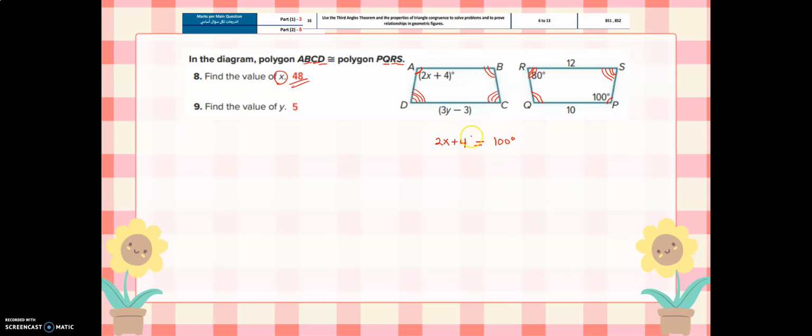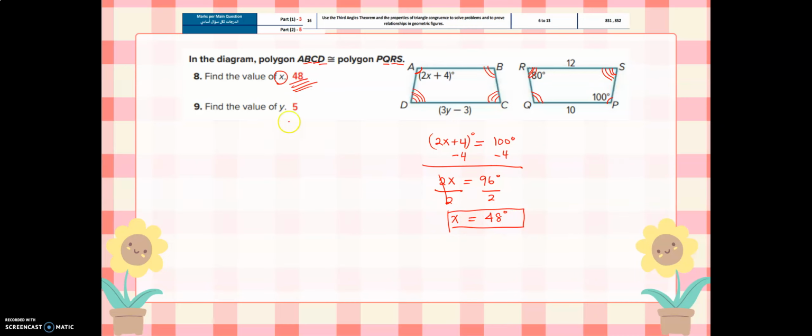Okay. Now, if I'm going to solve for x, I'm going to use the subtraction property of equality. So I'm going to subtract both sides by 4. So I have left with 2x here, and 100 minus 4 is equal to 96 degrees. And by division property, we can cancel 2 here, and x would be 96 divided by 2, which is equal to 48 degrees. So this is how we get 48 as an answer.